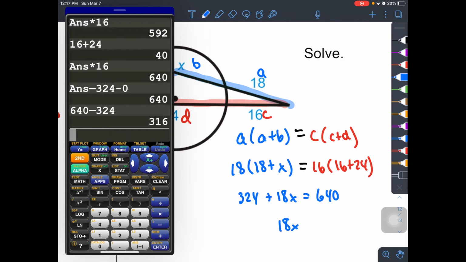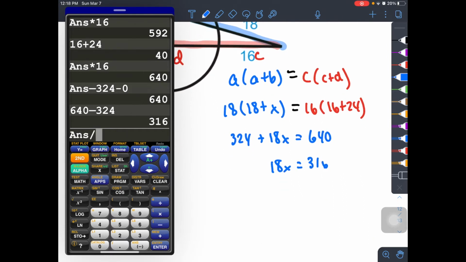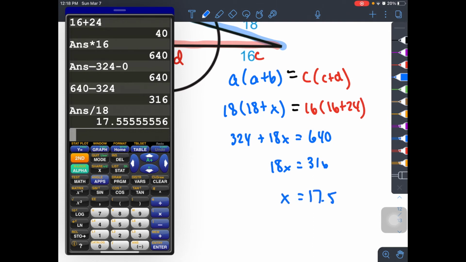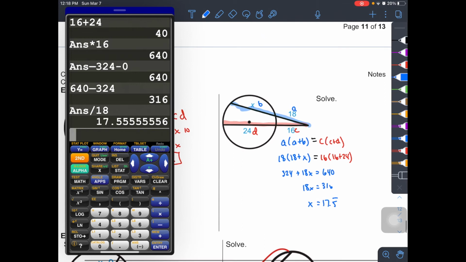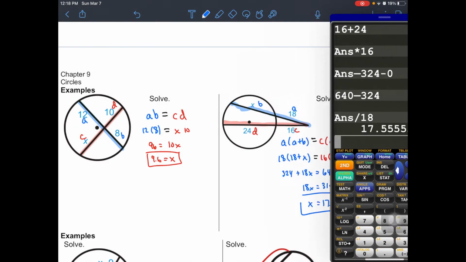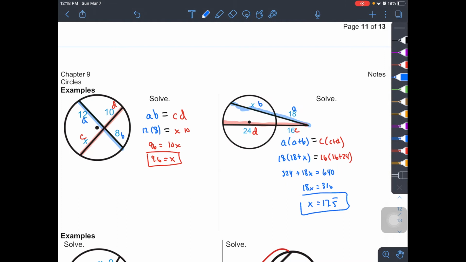So we get 18x equals 316. Divide by 18 on both sides. We get x equals 17.5 repeating. Now, don't be surprised. You're going to get a lot of decimal answers for a lot of these problems. They're not always going to work out so nicely. So just be mindful about that.